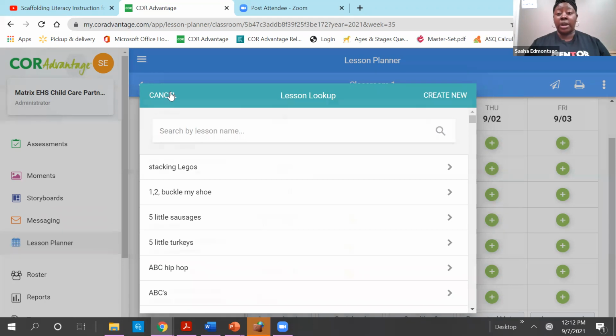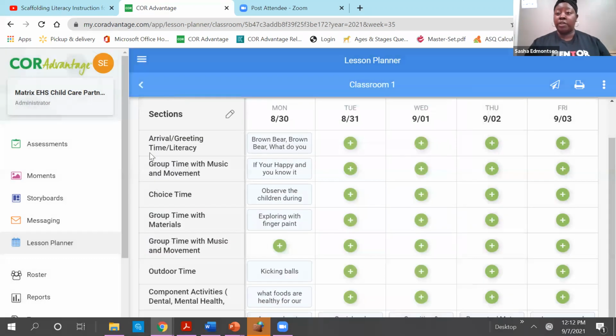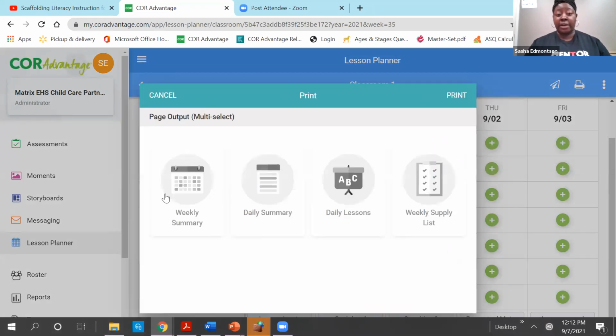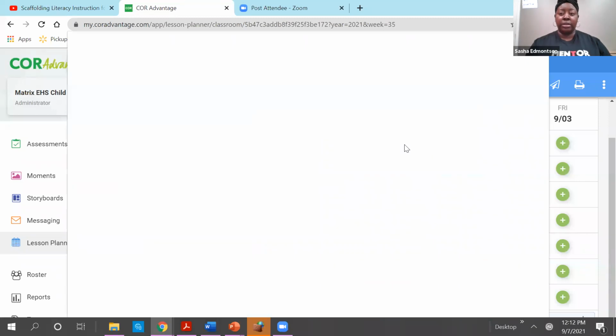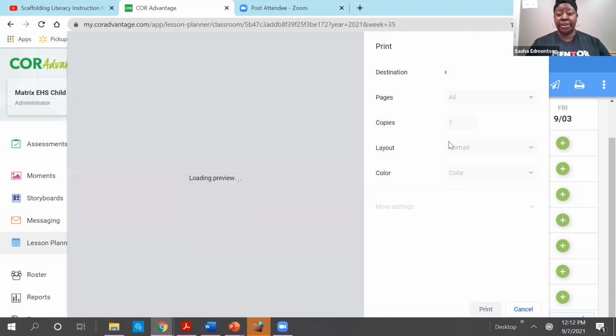Make sure when you are done that you please print out your lesson plan. So you would hit the printer icon and you want to print out the weekly summary. When you print out the weekly summary, it's going to kind of look like a grid. It's not really detailed, but it does let you know just the names of the activities. It's not giving you the exact information, so which core items and things like that will not appear on there. So just click on the printer icon and click weekly summary.